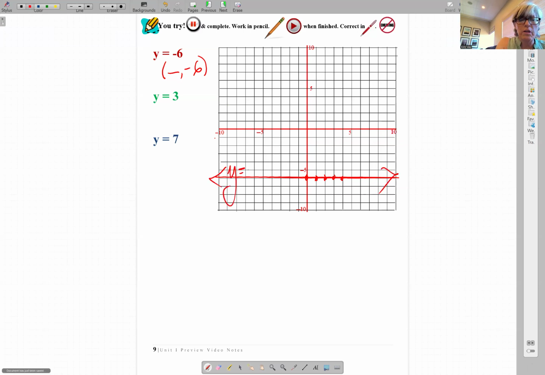So y equals negative 6. Y equals 3 is all the points where there's a blank and a 3. So 0, 3 is right here. 1, 3, 2, 3, 3, 3, 4, 3, etc. It's a horizontal line.